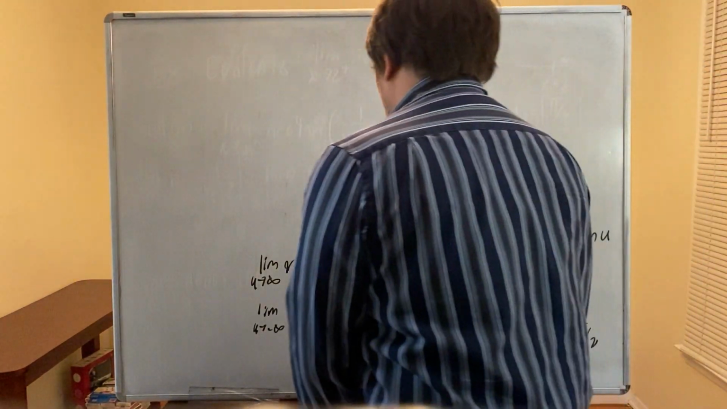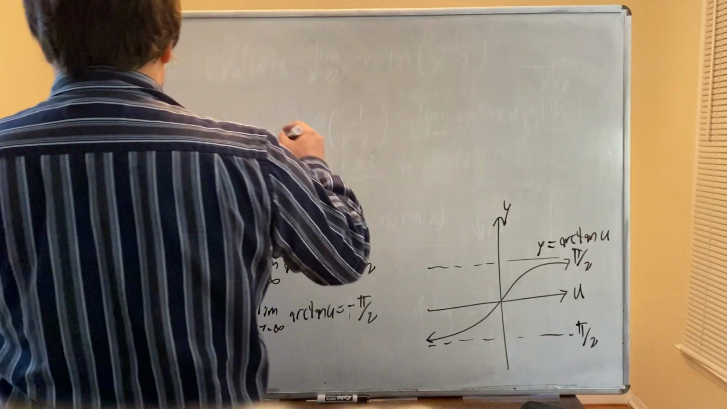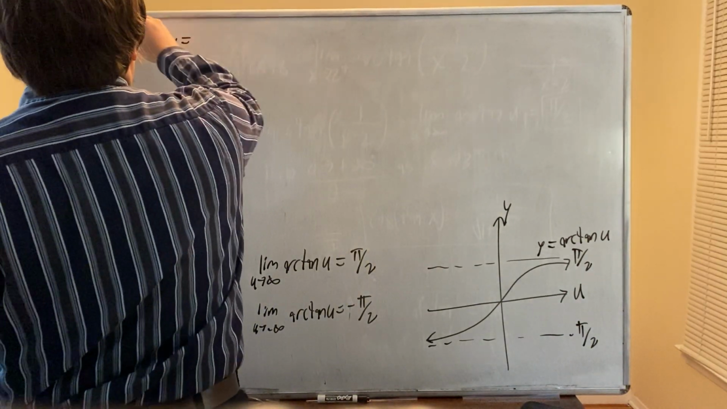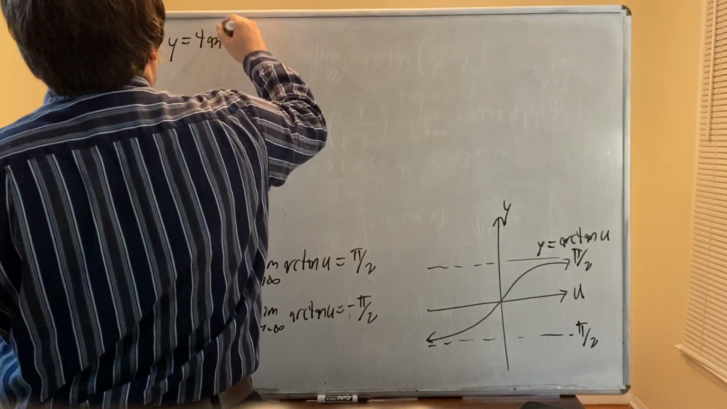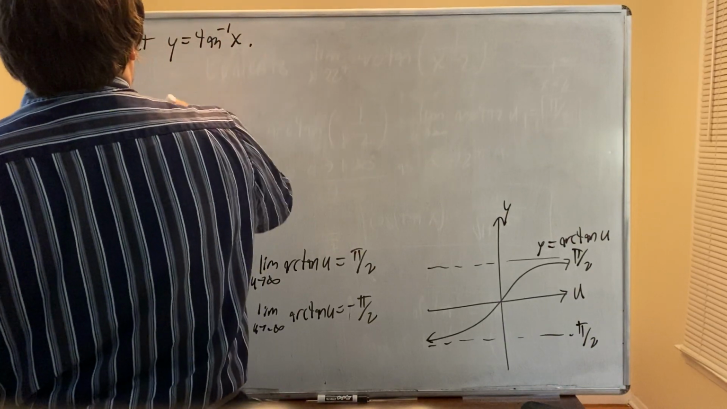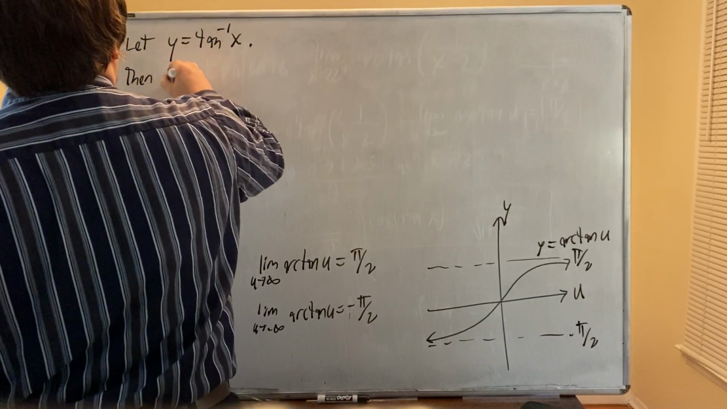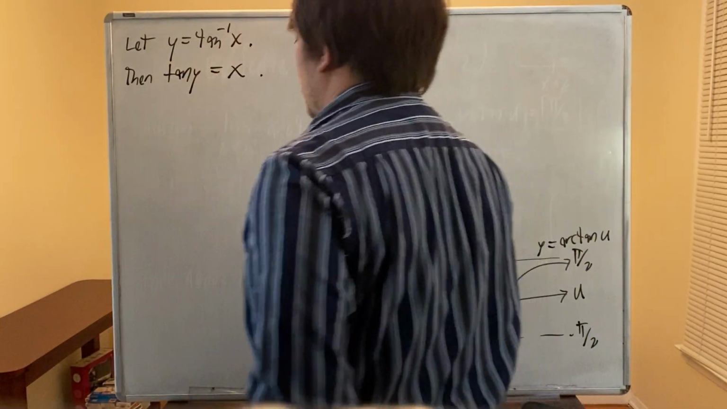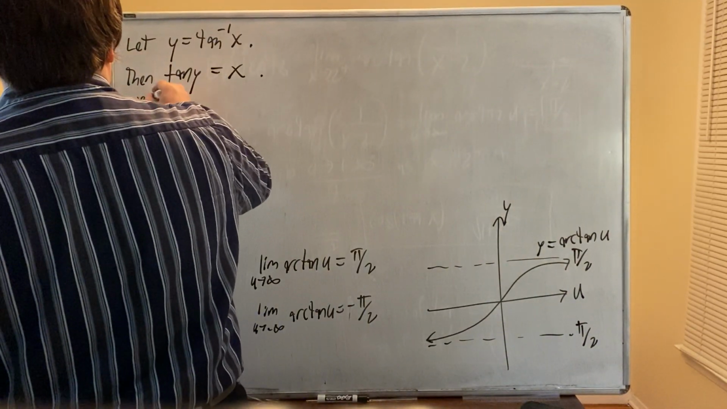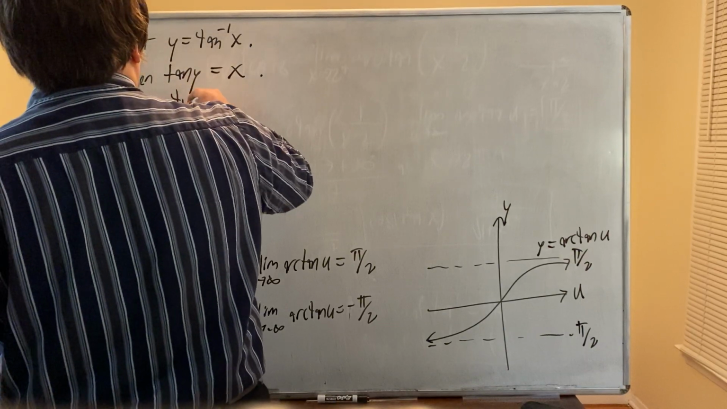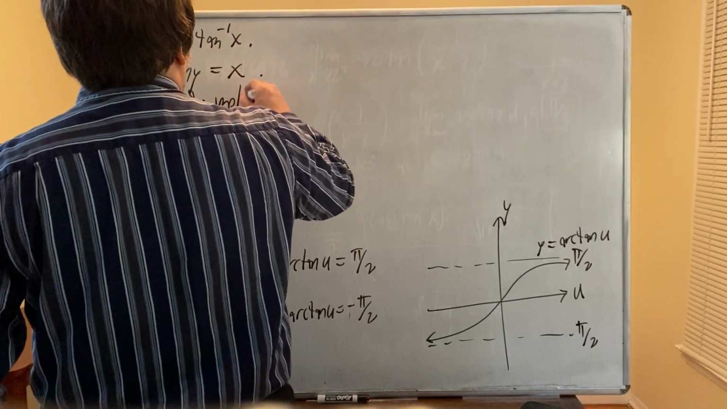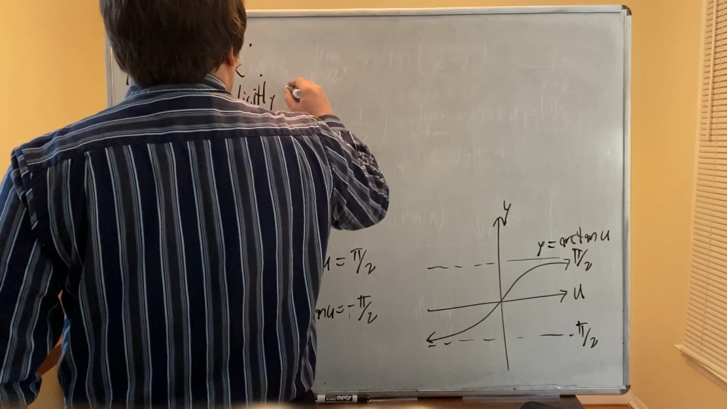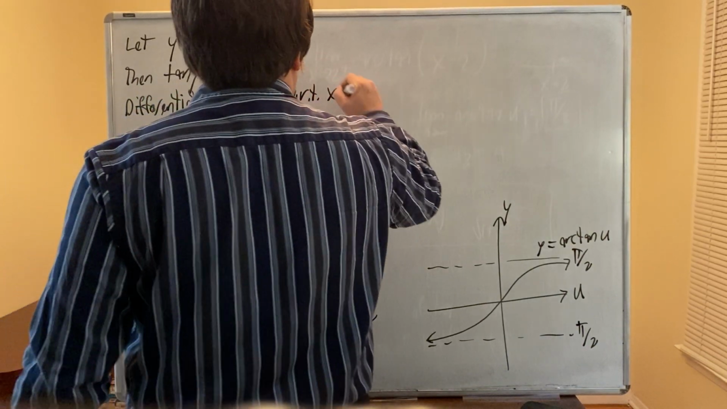I'm going to leave the picture and the limits there, unless I need their space. Okay, so let y equal tan inverse x. Then tan y is equal to tan of tan inverse of x, which is x. Now differentiate implicitly with respect to x.